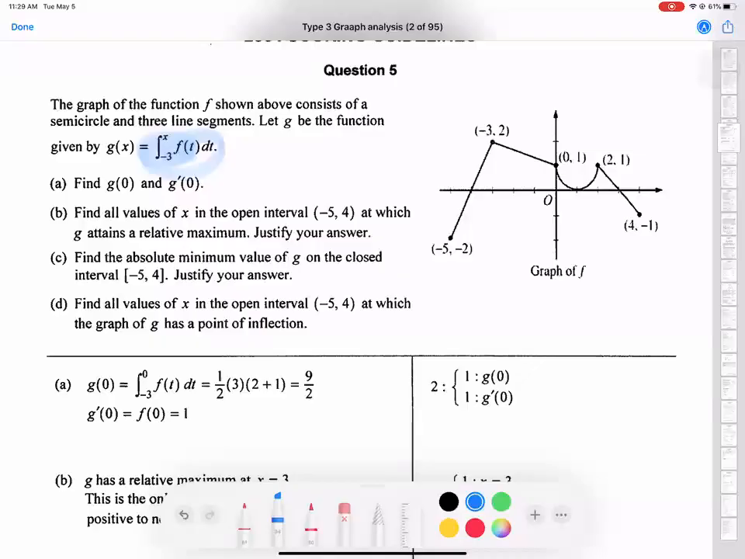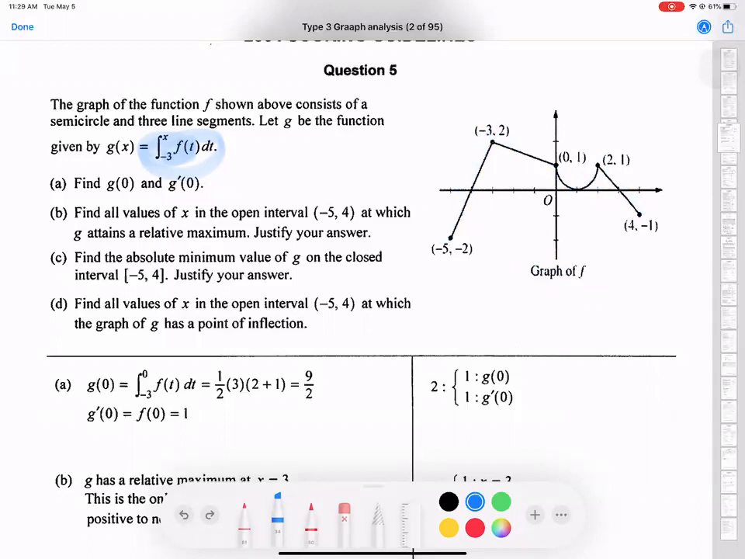The graph of the function f, so this guy here is f, it's a regular f, shown above, consists of a semicircle and 3 line segments. They want to make sure you know these are straight lines, and that's a half circle. Let f be the function given by the integral. Let g be the function given by the integral. Now, g is going to be an integral.